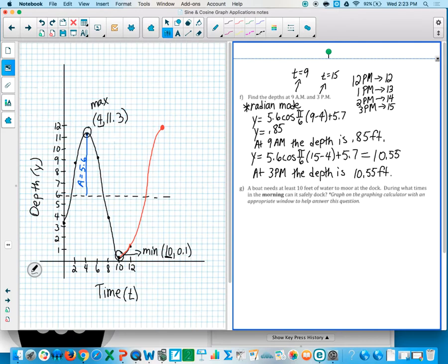When you're answering an application question, make sure you answer it in context. So maybe restate the question and put in your answers with the correct units.